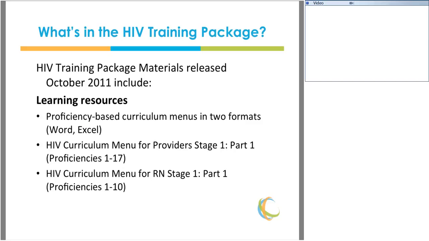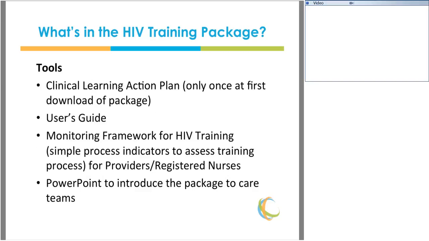There are two key components of the training package. One is learning resources, the other is tools. The learning resources are proficiency-based and divided into curriculum menus so that you can choose and select which pieces are right for you. Also, currently we have the Stage 1, Part 1 for providers and RNs. Coming soon are other resources to support other members of your team. So the tools in the training package are the Clinical Learning Action Plan, which we'll cover later in the webinar, the User's Guide, which is a comprehensive list of instructions and suggestions for you, a monitoring framework, and a tool to help you introduce the package to your care team members.